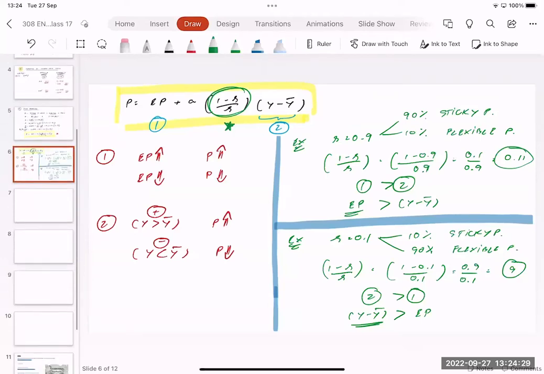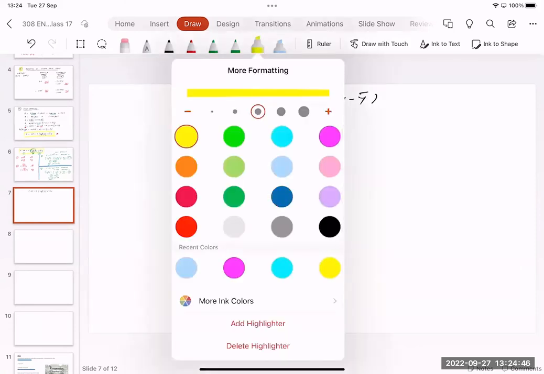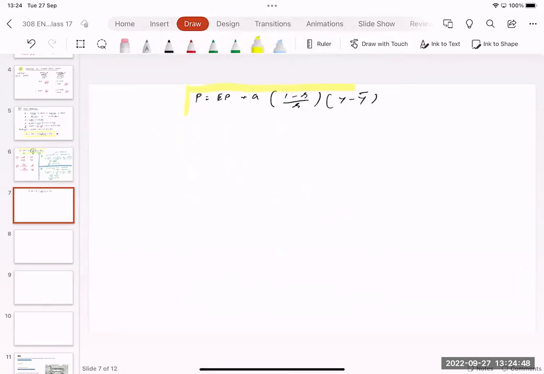So far so good. Then next, I'm going to write down the price equation again. P equals EP plus A times 1 minus S over S times y minus y bar. Just writing it down again, but this time I'm going to show you how to convert the price level equation into the aggregate supply equation. I'm going to start here.